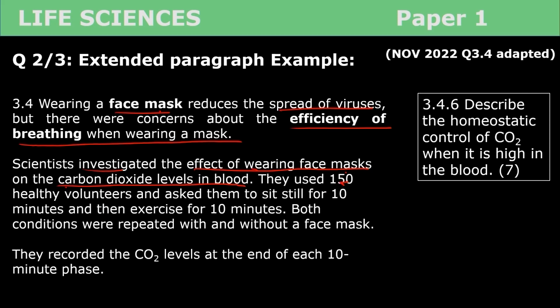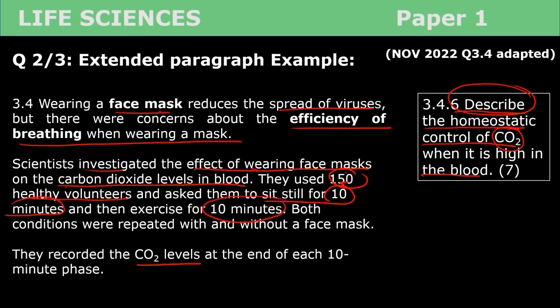They used 150 healthy volunteers and asked them to sit still for 10 minutes and then exercise for 10 minutes. Both conditions were repeated with and without the mask. Then they recorded the carbon dioxide levels at the end of each 10 minutes. Okay, now here's the question. Describe the homeostatic control of carbon dioxide when it's high in the blood.